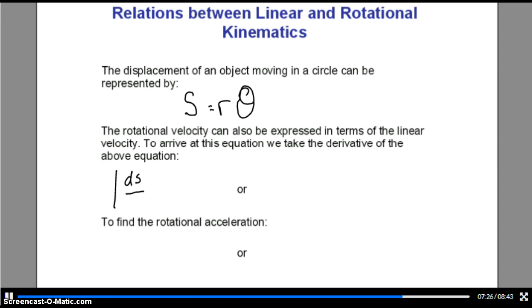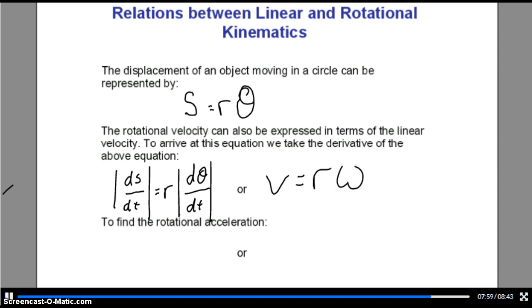So what we're going to do is take ds over dt, the derivative of the position with respect to time, and set that equal to r times d theta over dt. And remember, the derivative of a position-time graph gives us velocity, and that's going to be equal to the radius, which is a constant there, times d theta dt, which becomes omega, rotational velocity.